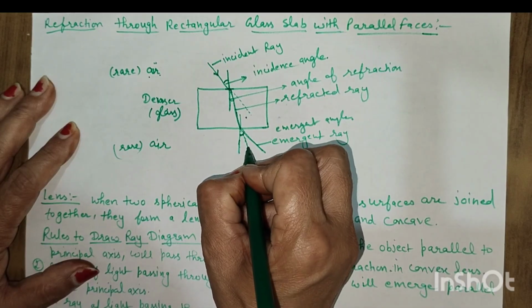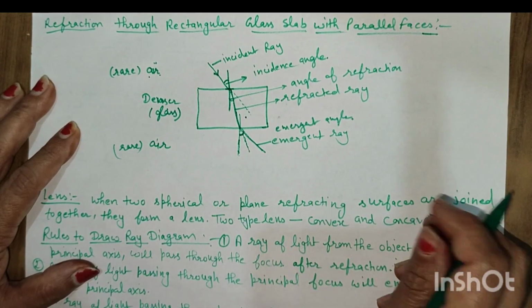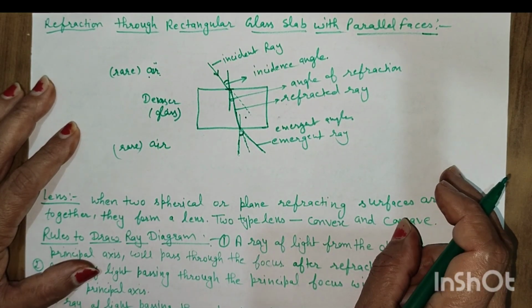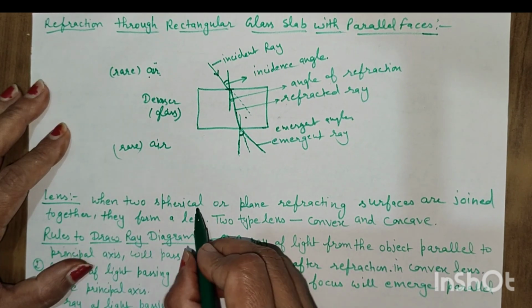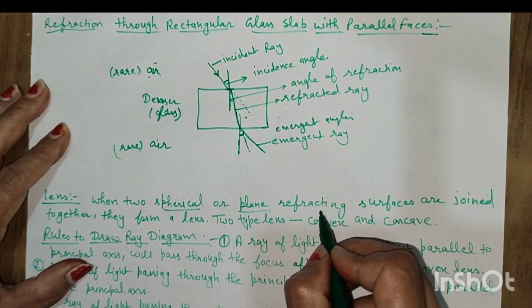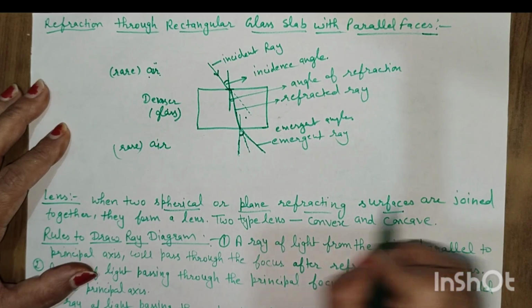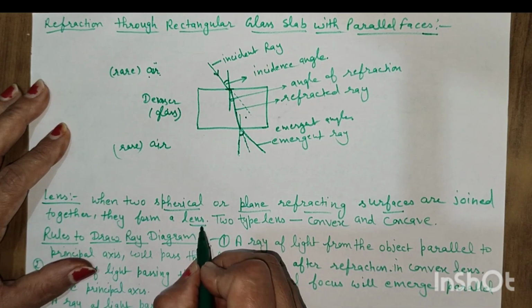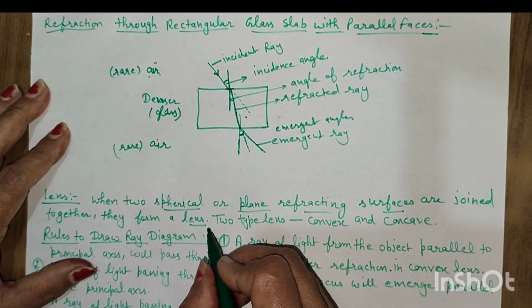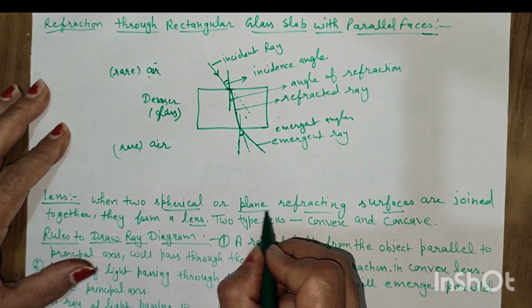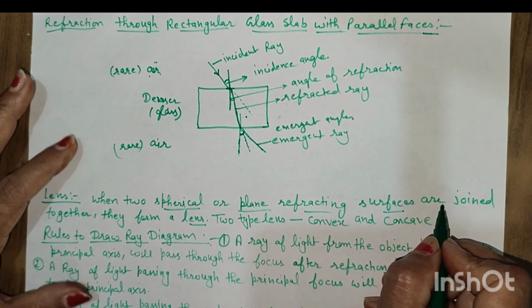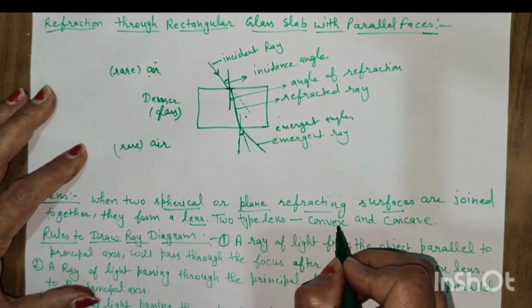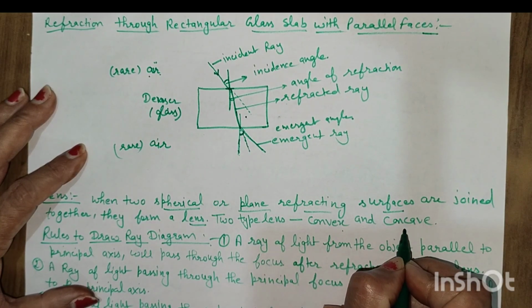This is the process of refraction in a rectangular glass slab. Now what is a lens? When two spherical or plane refracting surfaces are joined together, they form a lens. It is transparent, with two spherical surfaces joined together. This is called a lens. It is of two types, convex and concave.